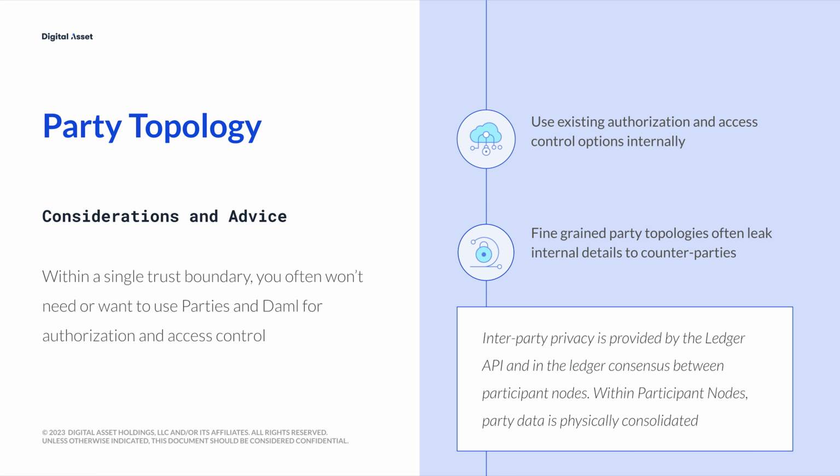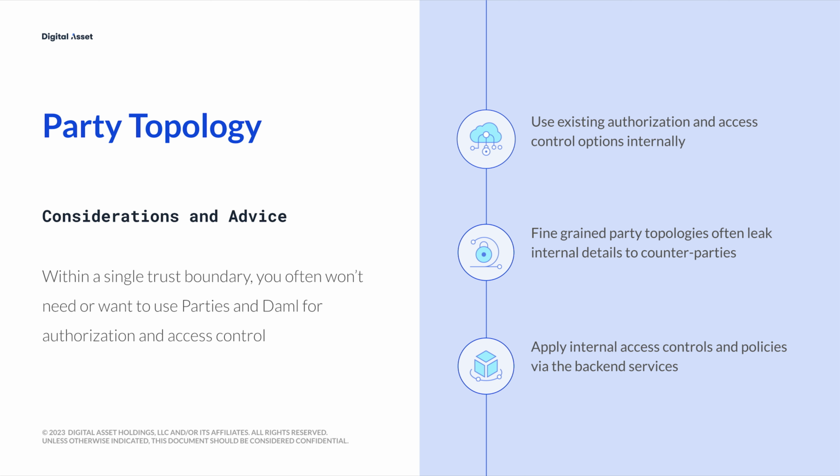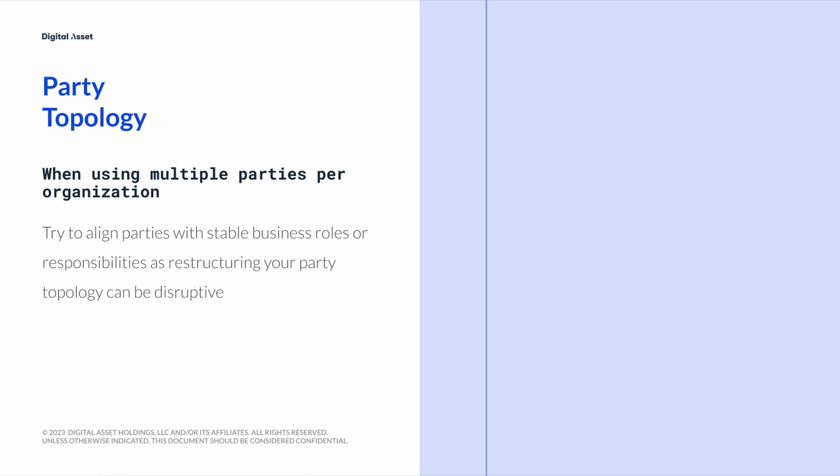Note that data for all parties on the same participant node is physically consolidated. Interparty privacy is restricted to what is returned by the ledger API and in the ledger consensus between participant nodes. We instead recommend implementing internal access control policies via backend services, as explained in previous lessons. A single party per trust boundary is generally preferred.